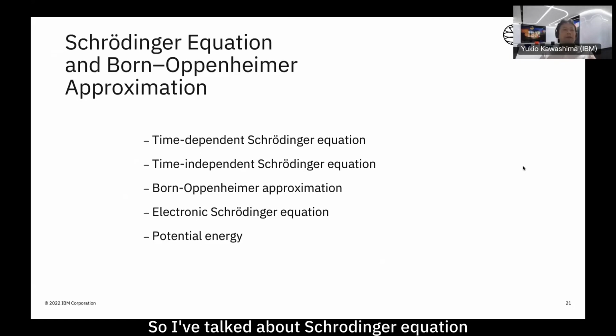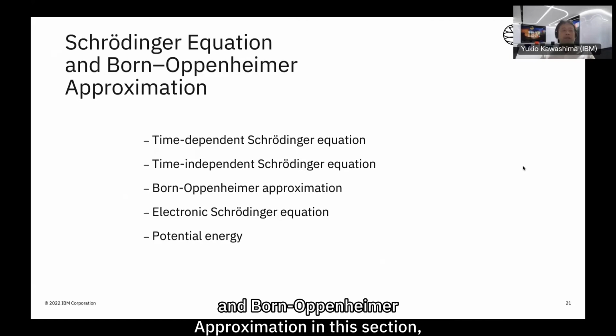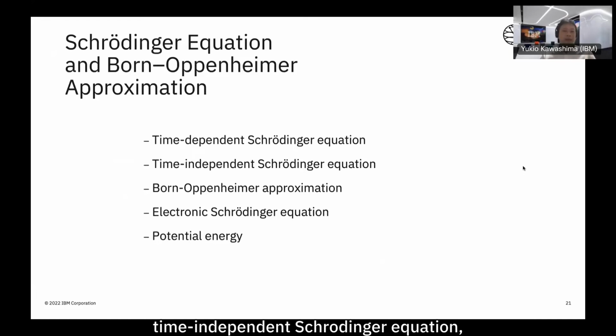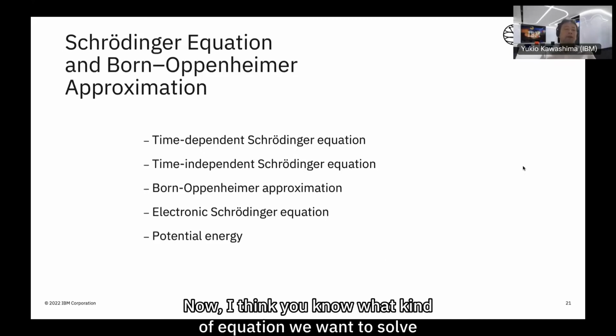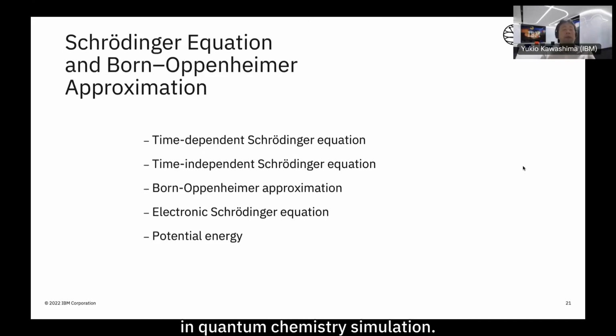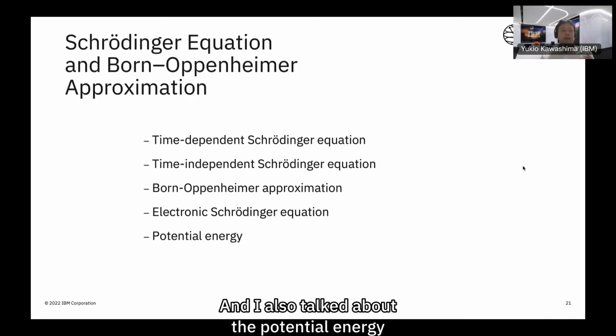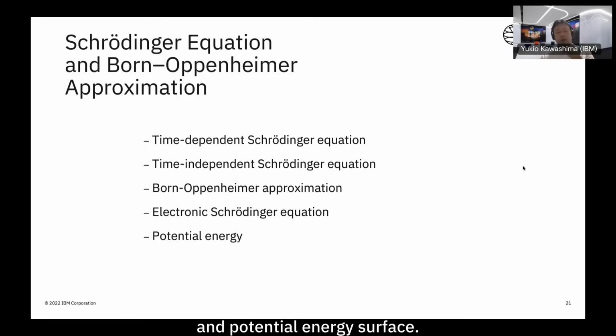So I've talked about the Schrodinger equation and Born-Oppenheimer approximation in this section. I talked about the time-dependent Schrodinger equation, the time-independent Schrodinger equation, and the Born-Oppenheimer approximation. Now I think you know what kind of equation we want to solve in quantum chemistry simulation. We want to solve this electronic Schrodinger equation. And I also talked about the potential energy and potential energy surface.